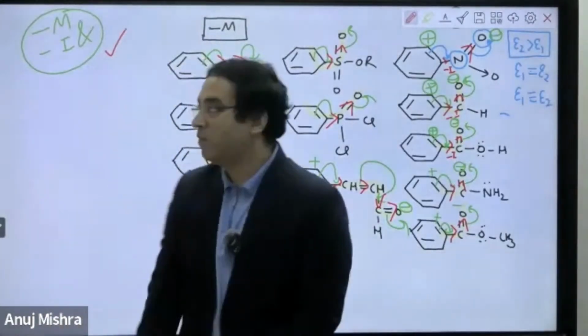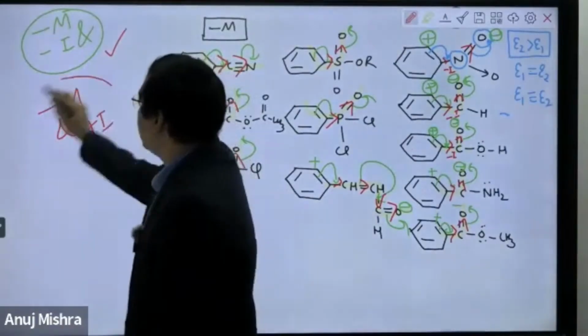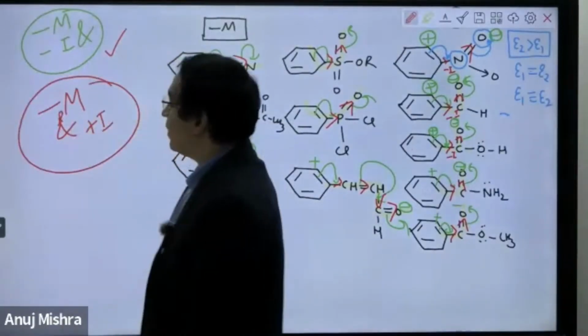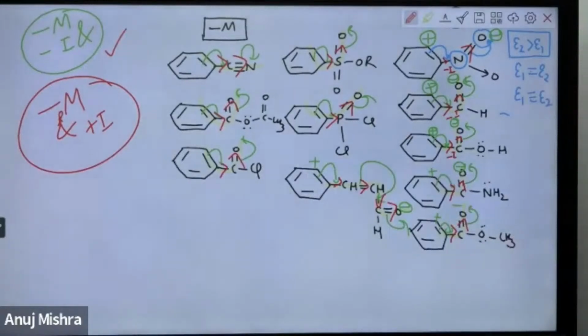Minus M plus I group. Is there any group which is minus M but can also be plus I? Now tell me. Yes, Shyam. Yeah, but that's not what I'm asking. So can there be a group which has both minus M as well as plus I?